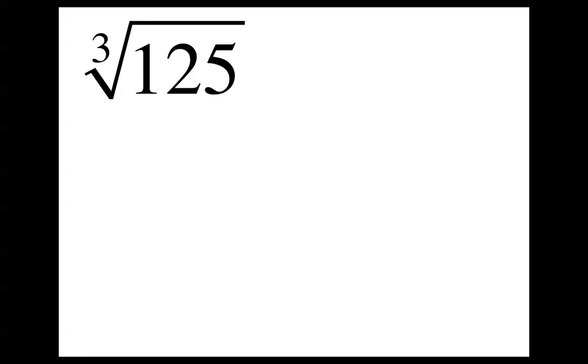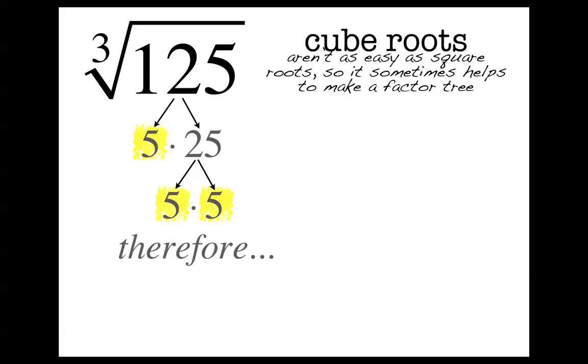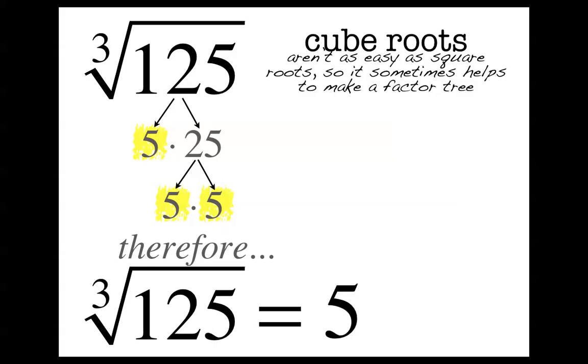Oh yeah, that's a tough one, right? What times itself times itself makes 125? Cube roots aren't always as easy as square roots, so sometimes it helps to make a factor tree. What I mean by a factor tree is, can we break 125 down? Is it 5 times 25? Check it on your calculator. It is. And then can we break the 25 down? Oh yeah, 25 is 5 times 5. Wait a second. 125 is 5 times 5 times 5. Therefore, the cube root of 125 is 5. And you can check it by doing 5 times 5 times 5 and seeing if it gives you 125, which it does. So that's a cube root.